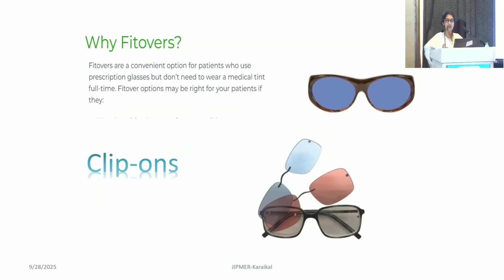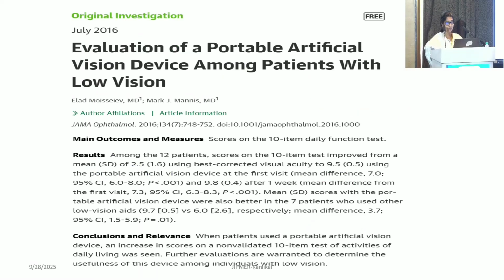Suppose a person tells us they already have minus 5 or minus 6 myopia or some refractive error. There are these clip-ons, with a magnetic effect. They just clip on to the actual prescription glasses itself, so they can just wear these filters on top of it.